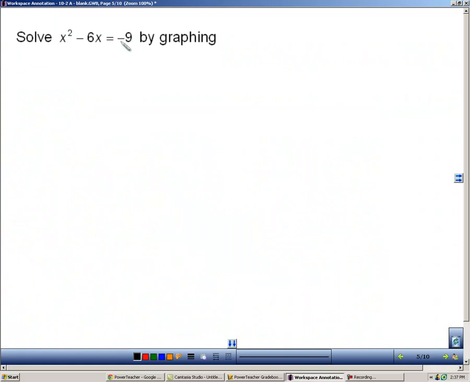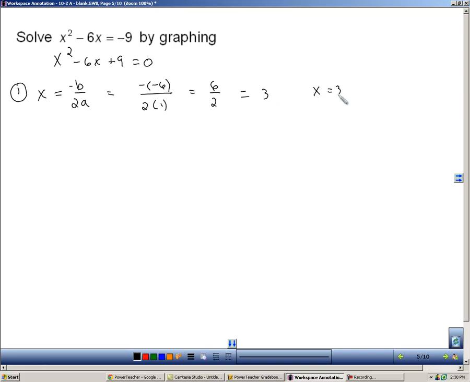Here's our next example we have to graph. First thing you might notice is that it doesn't equal 0. That's a problem, so we're going to add 9 to both sides and get it equal to 0. So now we can do step 1, which is find the axis of symmetry, the opposite of b over 2a. -6 is my b, and my a is 1, so we end up with a positive 6 over 2, which means my axis of symmetry will be 3. So x equals 3 is my axis.